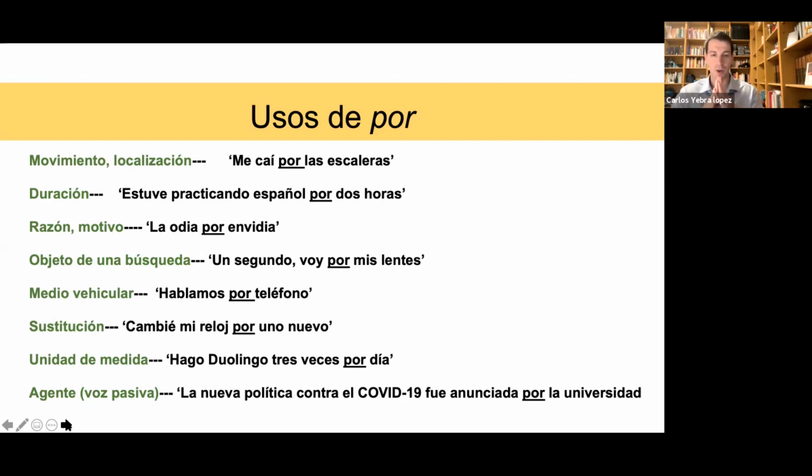And finally, when we have a sentence in the passive voice. So for instance, the new policy against COVID-19 was announced by the university. In order to preface that agent, the university, whereas in English we say by the university, in Spanish we will translate that by into por la universidad. Fue anunciada por la universidad.